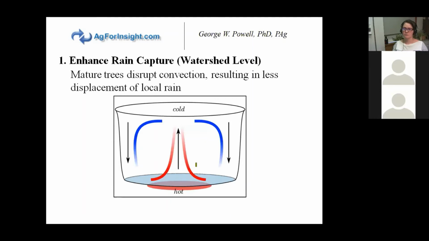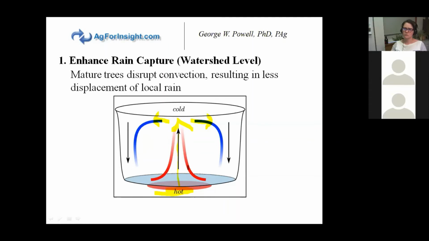Agroforestry, trees and shrubs at a watershed level can actually enhance rain capture. So the Earth's surface, when it heats, pushes a column of warm air up into the atmosphere. That warm air actually displaces cooler, moisture-laden air off to the sides. So those rain clouds, if you have a large open area, those rain clouds get pushed out and away from the local area. And so you're losing some of the potential rainfall at that point.